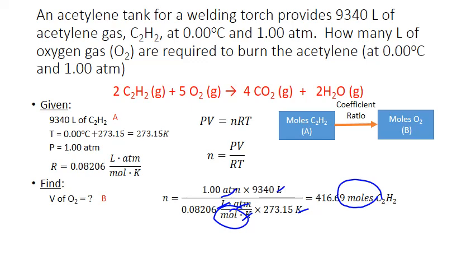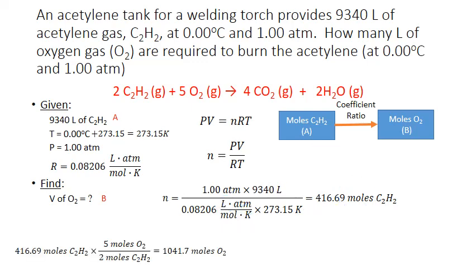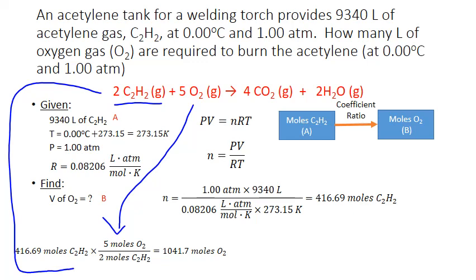We can take this moles of acetylene and then apply our next step, which is the conversion using the coefficient ratio. So 416.69 moles of acetylene times 5 moles of oxygen, which is the coefficient from the balanced chemical equation, divided by 2 moles of acetylene, also from the balanced chemical equation. Our moles of acetylene cancel out. We'll be left with moles of oxygen.